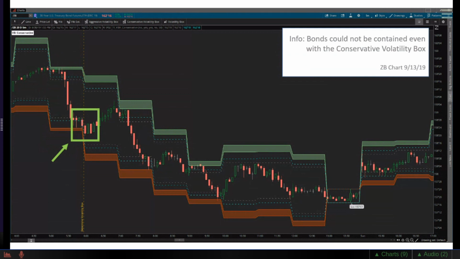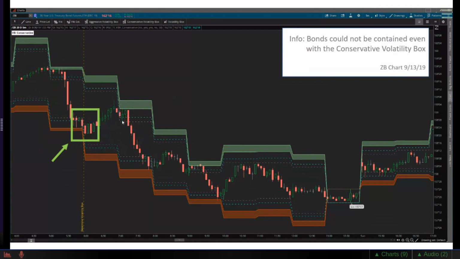And we've detailed this in countless videos now. In fact, this was a setup in gold yesterday, which if you take a look, gold broke through, was trending, and it gave us an opportunity to get short. So at this point, the bonds cannot be contained using even the conservative volatility box, and this represents price action that's 3 standard deviation plus territory. So that's free information. And now I'm only looking to participate in the bond market in the bearish direction.